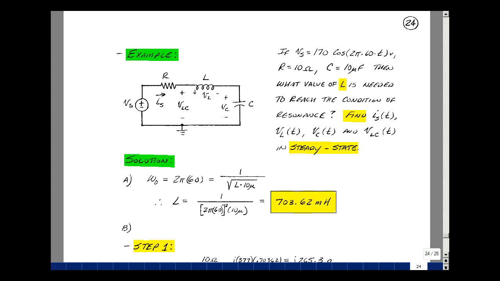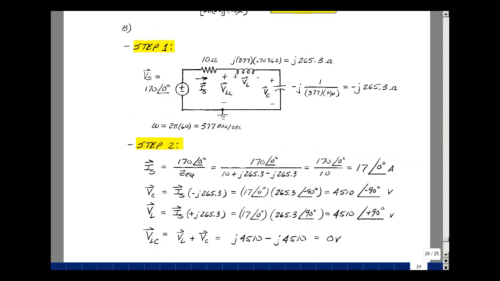As we showed on the last page, the resonant frequency, omega naught, is equal to 1 over square root of LC. Well, I know the frequency is 60 hertz. I know the value of C is 10 microfarads, so I can solve for L. Square both sides of the equation, and then bring the L over here, bring this over here as a square, and the 10 microfarads. This turned out to be 703.62 millihenries. I'm going to stick that in for that inductance.